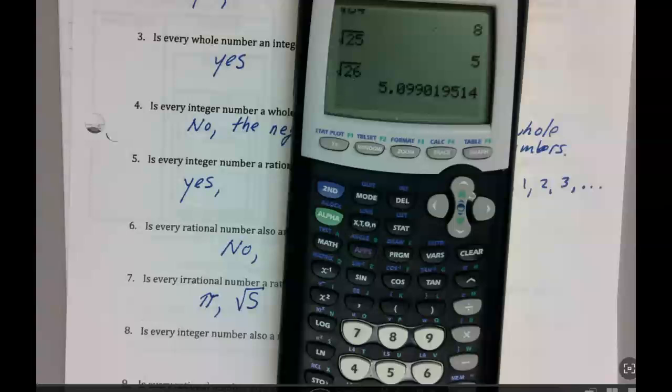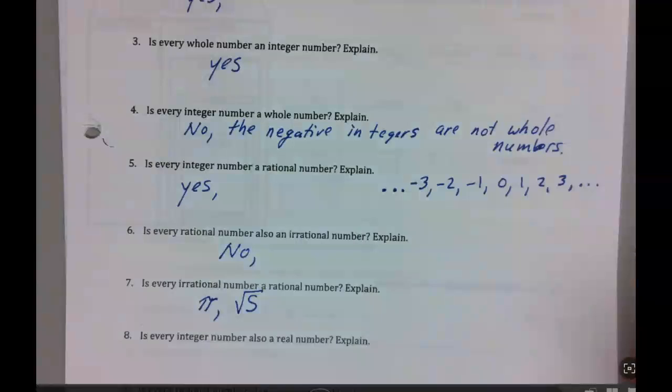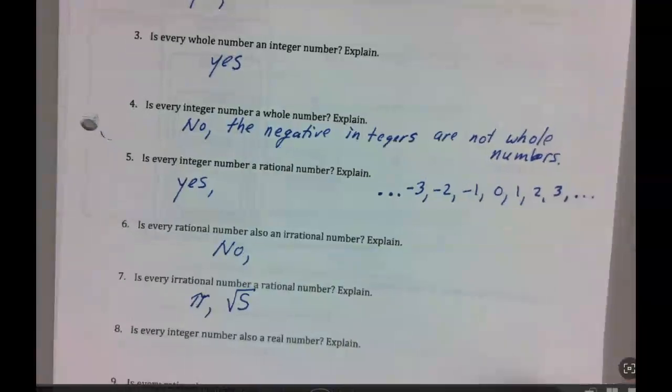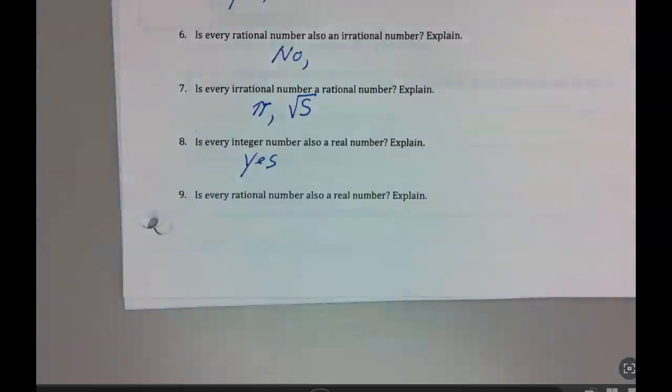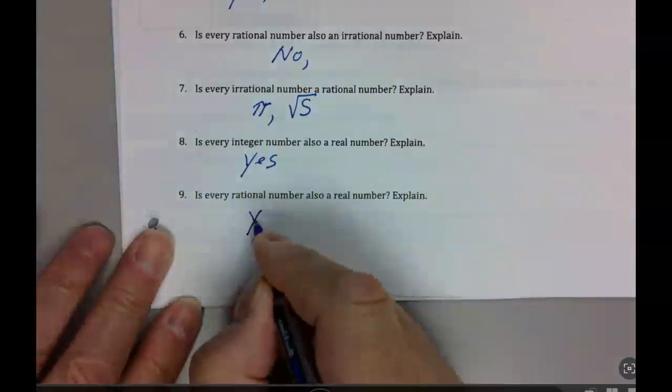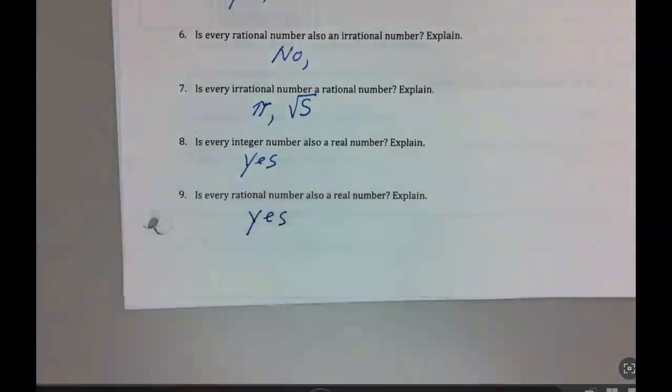Questions? None at all. Okay. Is every integer also a real number? Well, you should already know that because every number we work with in here is going to be what in this class? Real. So this one's yes. Is every rational number also a real number? Well, that's also yes, because all the numbers in here we're dealing with are real numbers. Okay? All right.